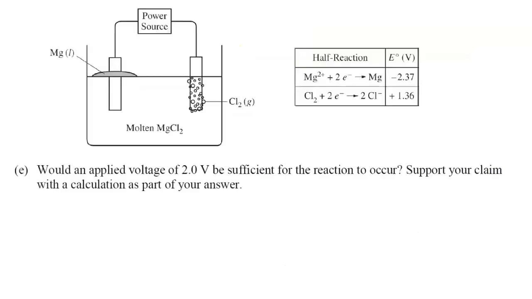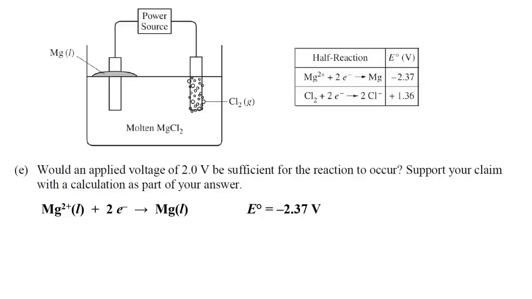Now, in the next part of the question, it asks, would an applied voltage from this power source of 2 volts be sufficient for the reaction to occur? But you have to support your claim with a calculation as part of your answer. Now, we have 2 half reactions listed in the table. One of them involves the reduction of magnesium ions to produce liquid magnesium, and that half reaction has a voltage of -2.37. That's the cell potential for that reduction half reaction.